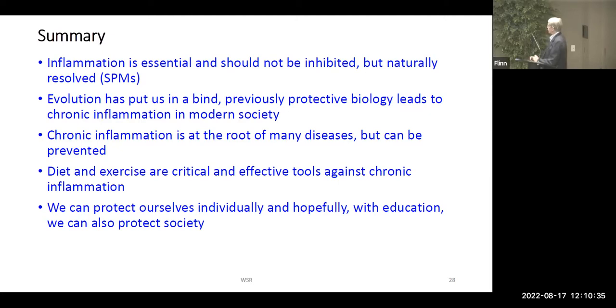Evolution has put us in a bind. Previously protective biology leads to chronic inflammation in modern society. Chronic inflammation is at the root of many diseases, but can be prevented. Diet and exercise are critical and effective tools against chronic inflammation. And we can protect ourselves individually, and at a place like the Flynn, hopefully with education, we can also protect society.